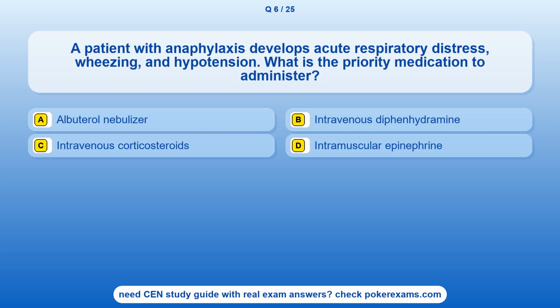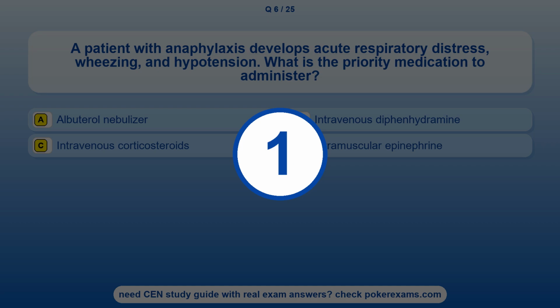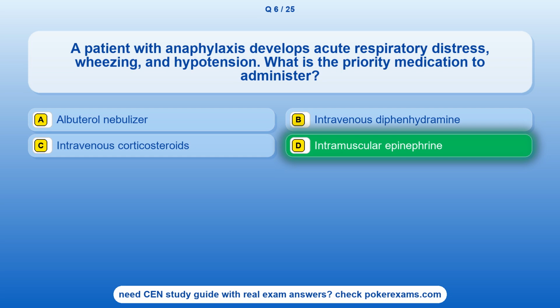Question 6. A patient with anaphylaxis develops acute respiratory distress, wheezing, and hypotension. What is the priority medication to administer? Option A, albuterol nebulizer, option B, intravenous diphenhydramine, option C, intravenous corticosteroids, option D, intramuscular epinephrine. The correct answer is option D, intramuscular epinephrine.